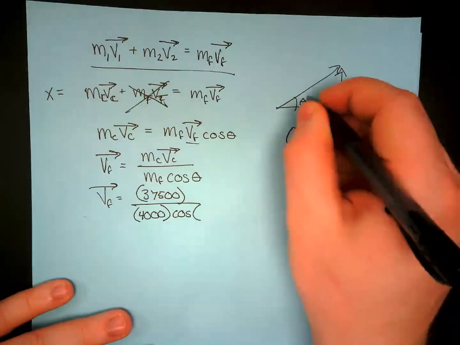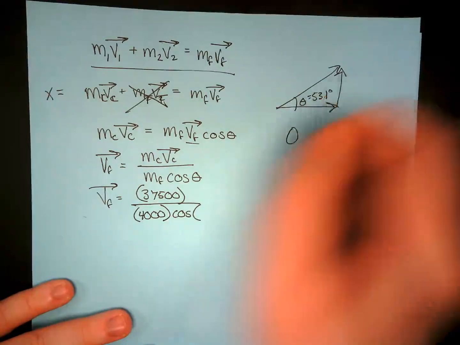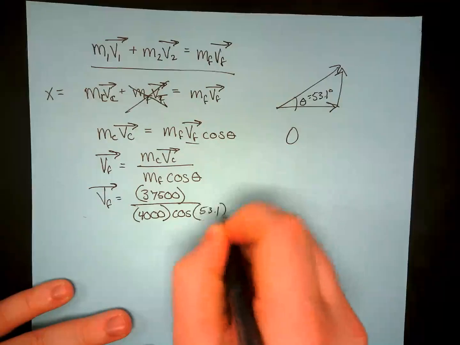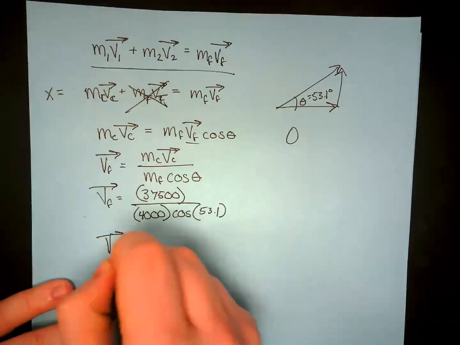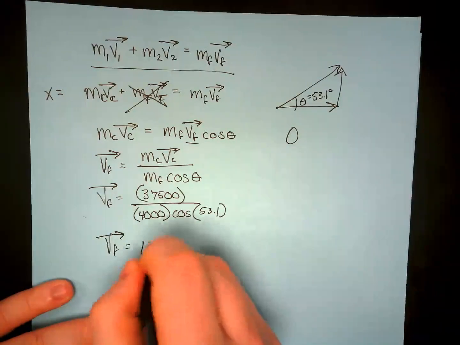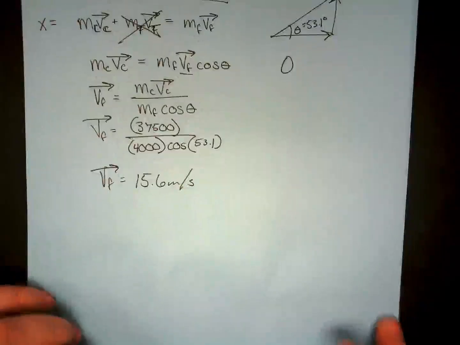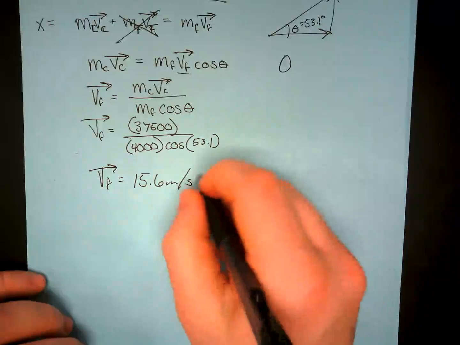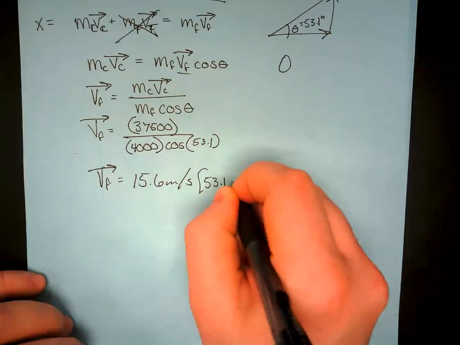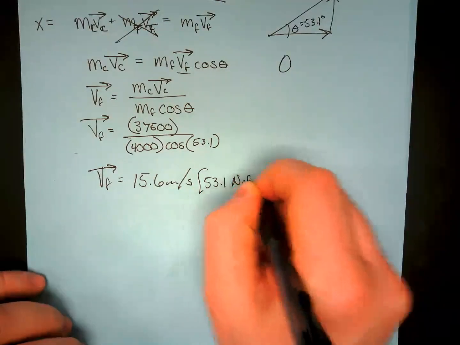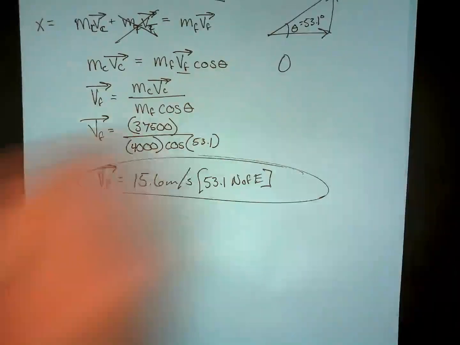This is 53.1 degrees. And what we would find out here is that when we pop this in, we would get 15.6 meters per second, which is exactly right. And then we would put in our theta as well, 53.1 north of east. And then we would have our answer.